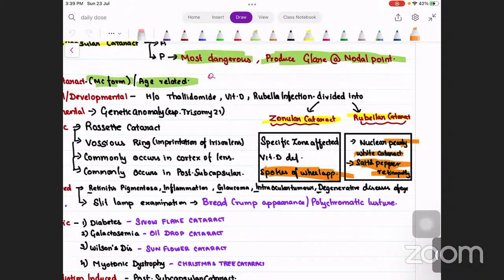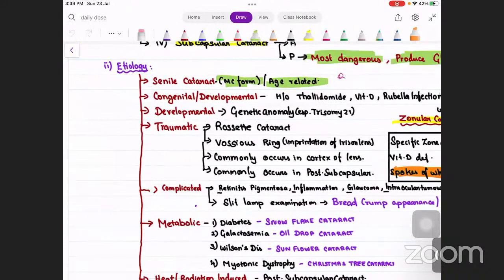So apart from that, as we said, based on the etiology, the most common cataract is age-related cataract, then congenital, due to thalidomide consumption, vitamin D deficiency, or rubella infection. Salt and pepper retinopathy is seen in rubellar cataract. Spokes of wheel appearance is seen in zonular cataract. Then you have a developmental cataract, which is due to trisomy 21. One of the classical examples is trisomy 21.